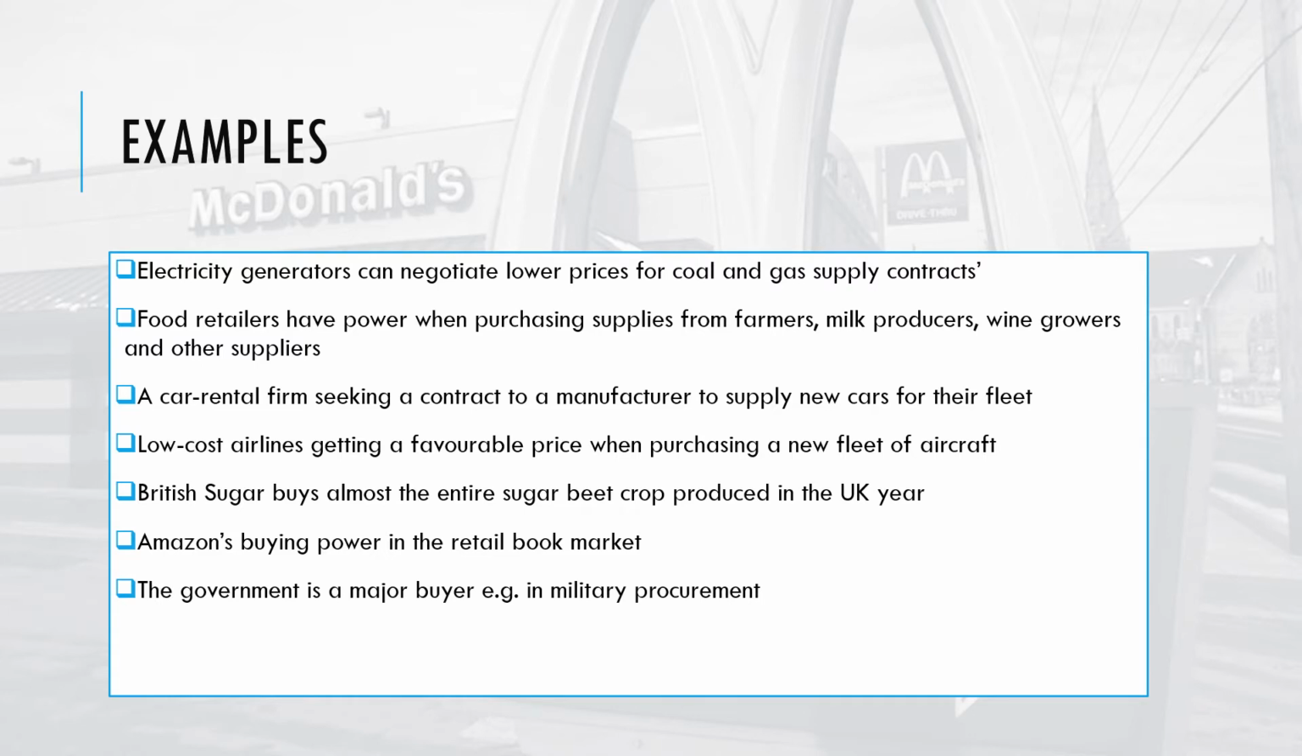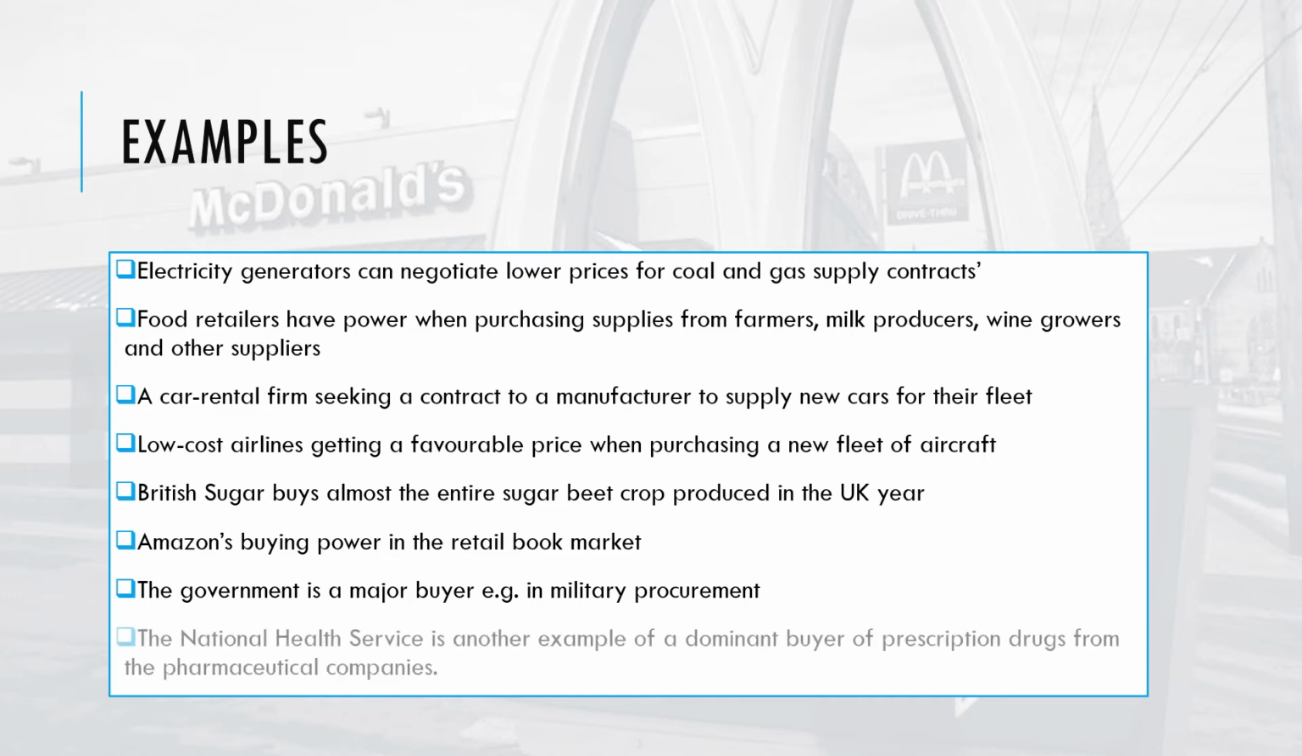We've mentioned the government previously. They're a major buyer, for example, in military procurement, or maybe prescription drugs for national health services, as we can see here.